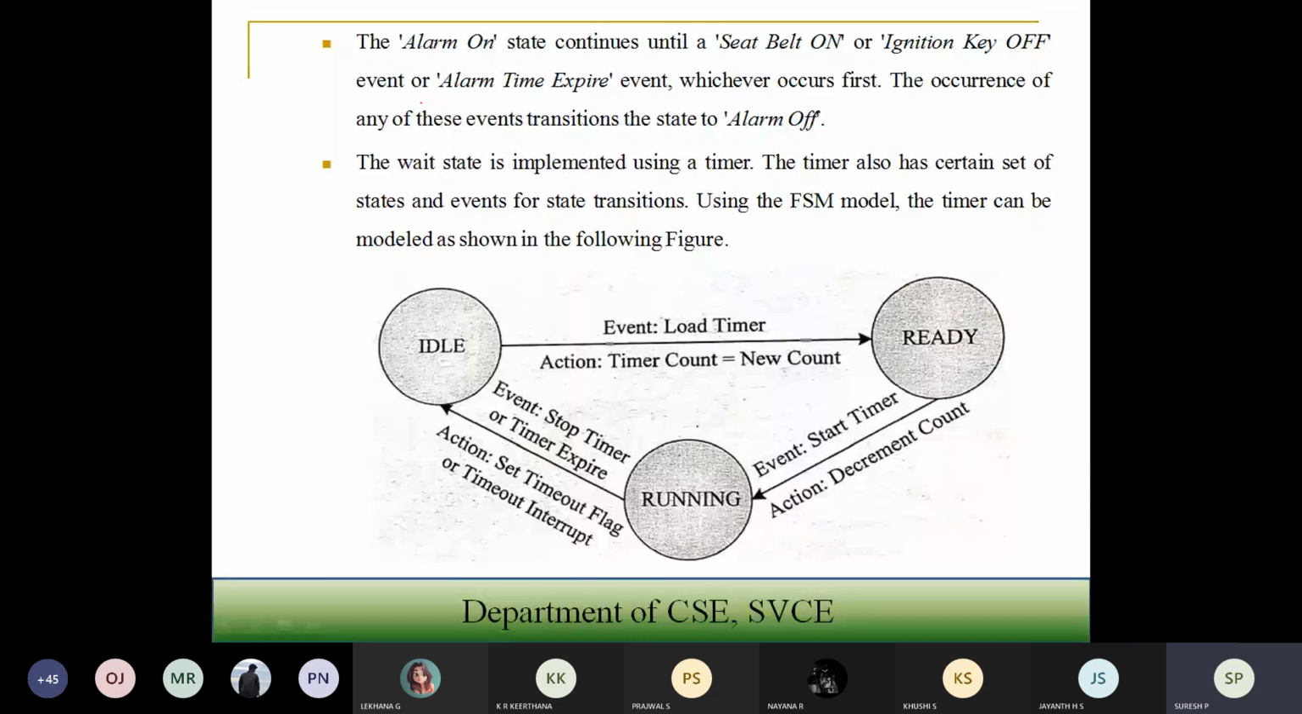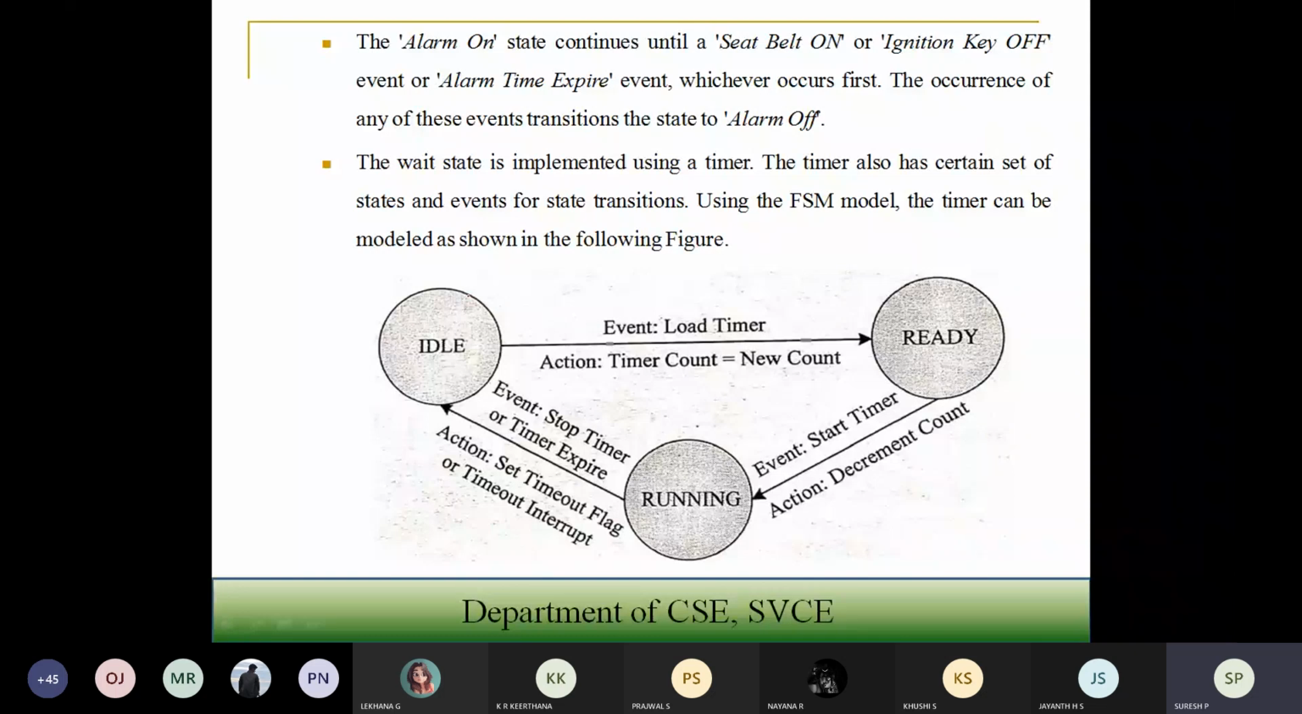That is as I told you in the previous slide. So the occurrence of any of these events transitions the state to the alarm off state from the running state. The wait state is implemented using the timer, as I told you. That timer also has a certain set of states and events for state transitioning. So the timer model can be shown in the following figure.